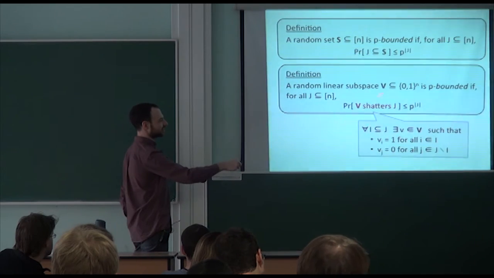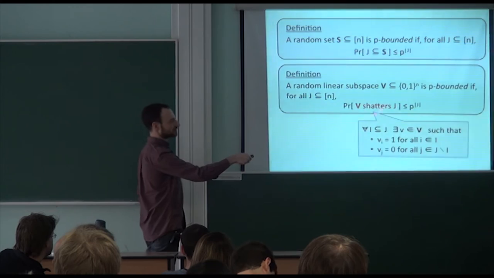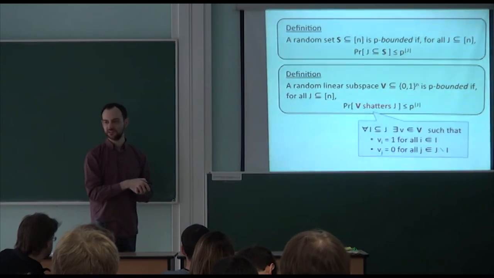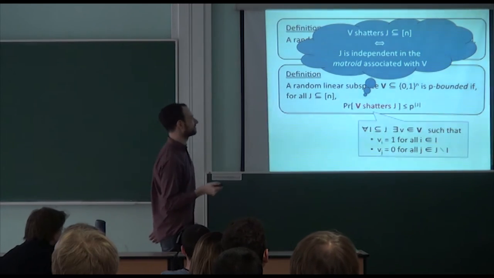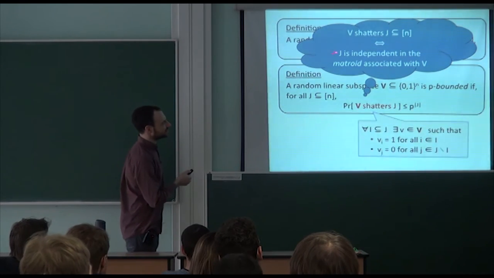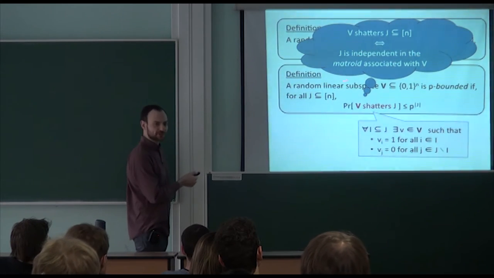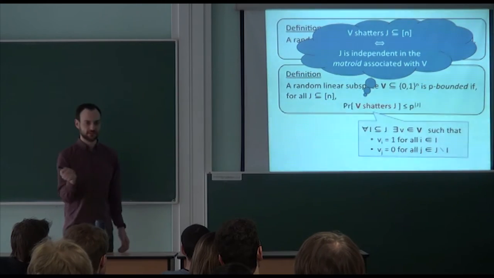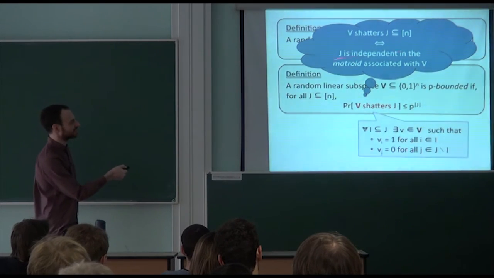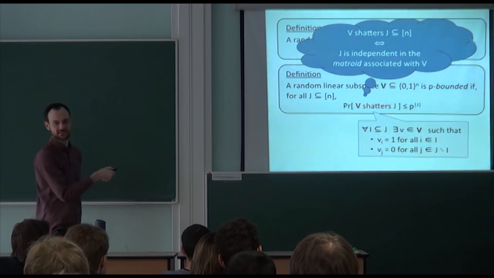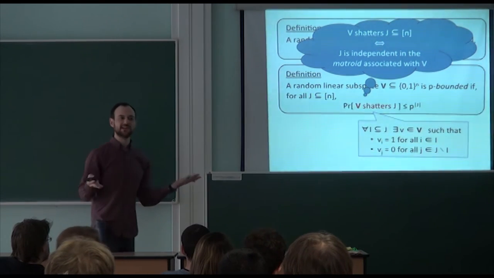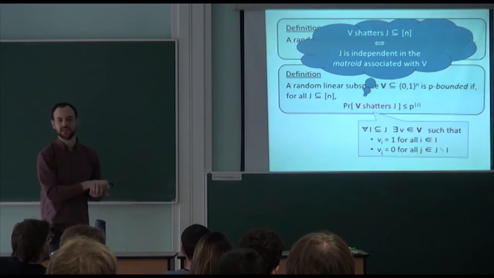Intuitively, this is saying that all of the variables in J are collectively free in some sense with respect to the stars of V. A different perspective, which is maybe more accurate, is that the set J is independent in the matroid associated with this linear set. I won't define what that means. I avoid using the word independent here because I don't want to confuse it with independence in this vector space. So this is a different notion. Every linear subspace of 0,1 to the n induces a so-called binary matroid on the set 1 to n.